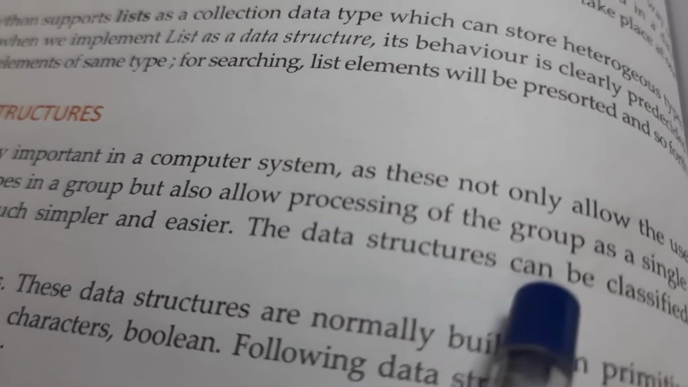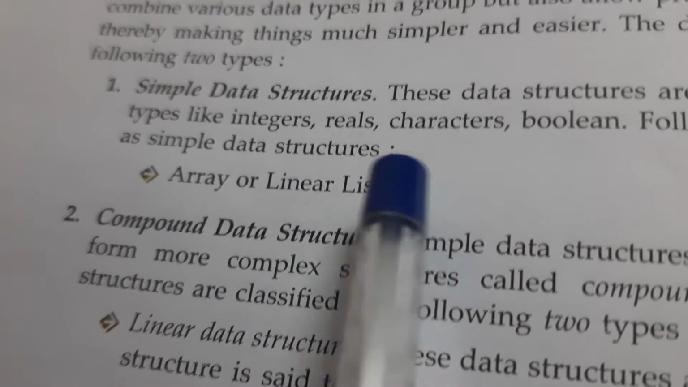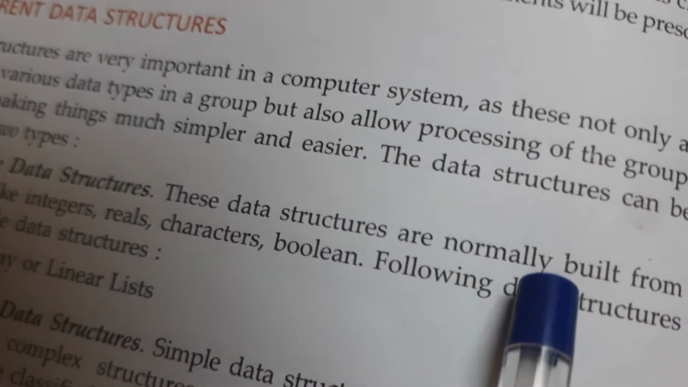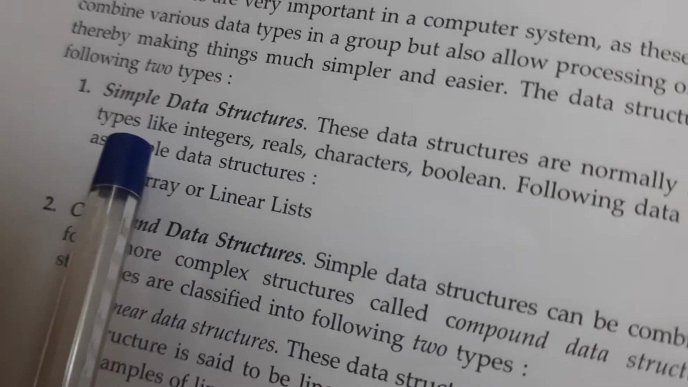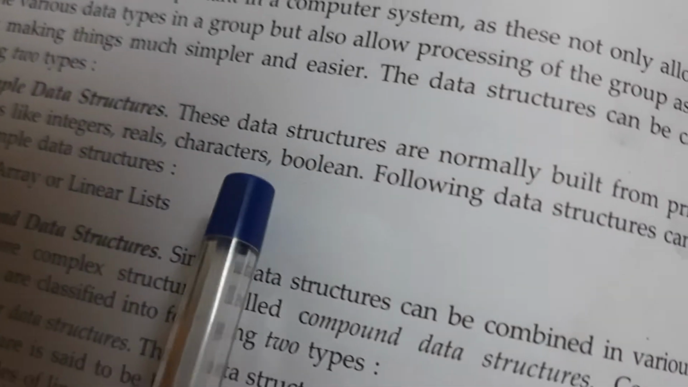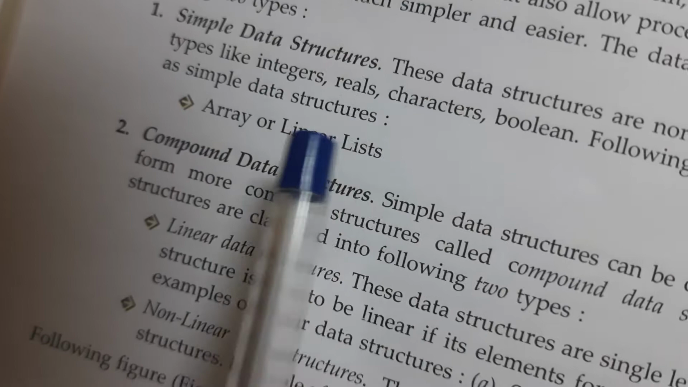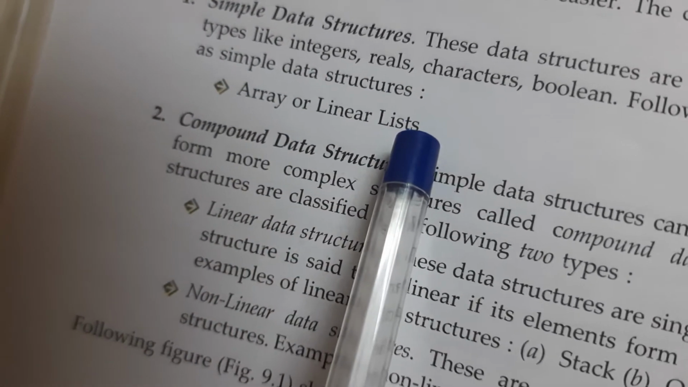Now the data structures can be classified into the following two types. One is the simple data structure and the other one is compound data structures. Simple data structure means these data structures are normally built from primitive data types. You know what is primitive data type, like integers, reals, characters, boolean, etc. The following data structures can be termed as simple data structures: arrays or linear lists. You see here only the arrays or linear lists are coming.